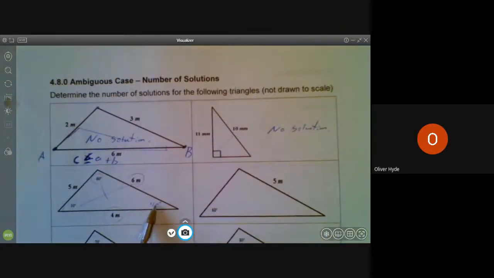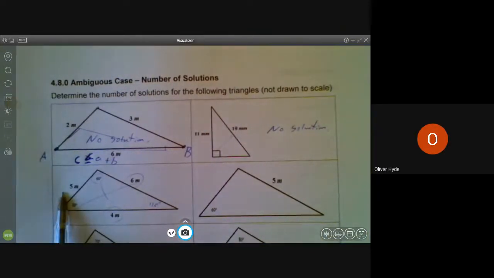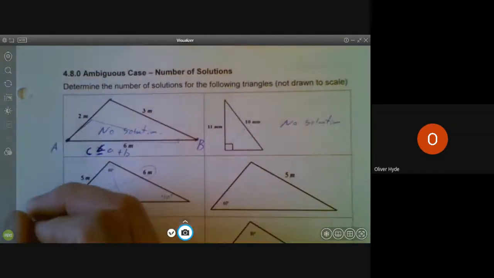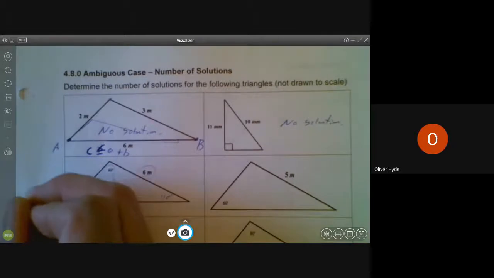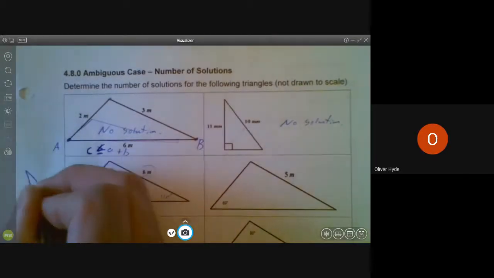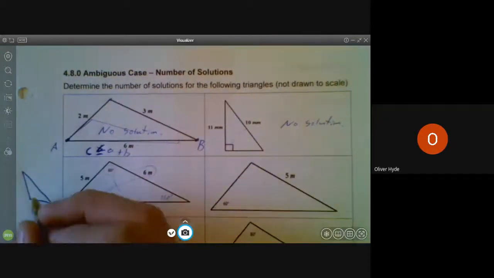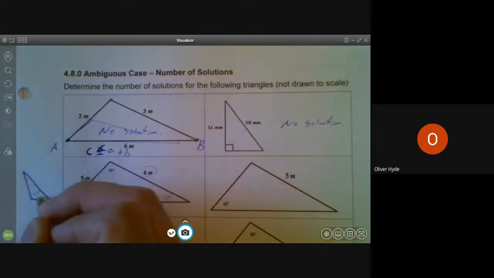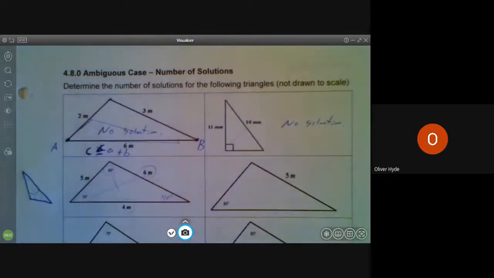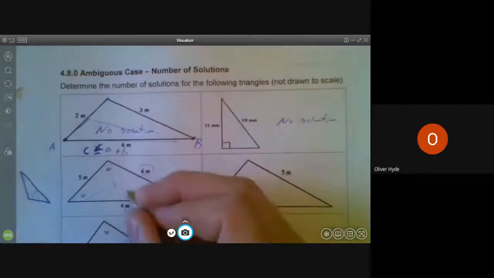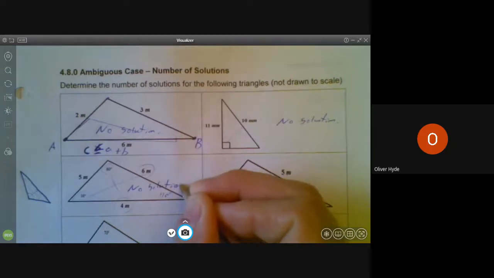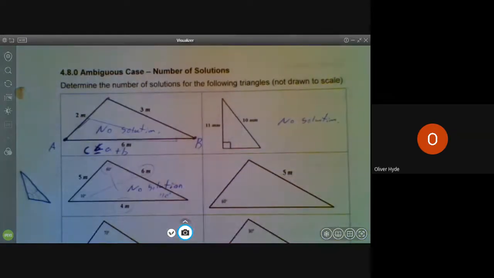But across from the largest angle should be the largest side. This isn't, again, another rule that you need to memorize. Just draw yourself a triangle. Where's the largest side going to be? The largest side is going to be across from the largest angle. Where's the smallest side going to be? The smallest side is going to be across from the smallest angle. That's not the case here. So again, there's no solution. And I don't need a fancy tool or even a sine law or a cosine law to tell me that.